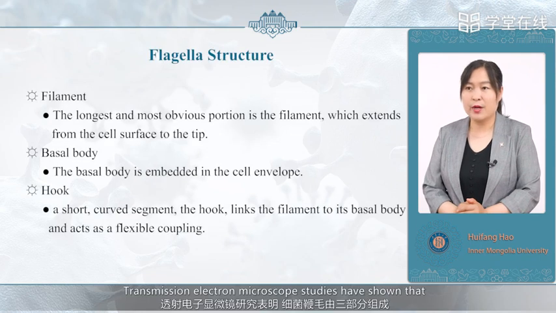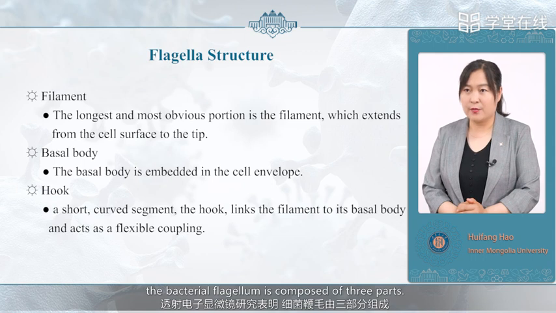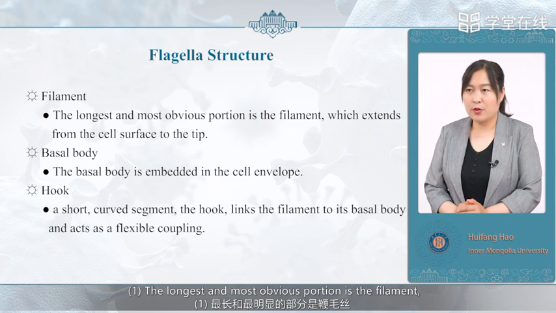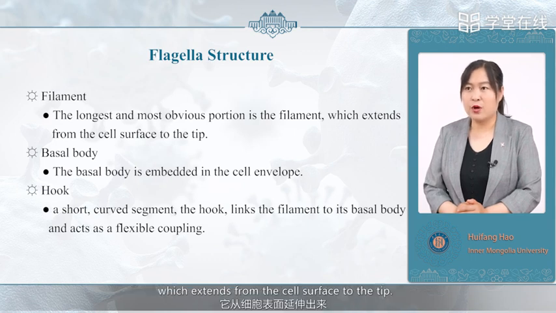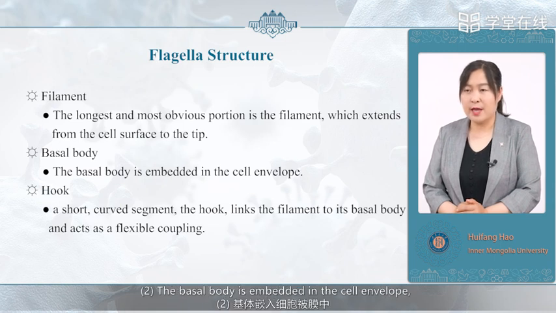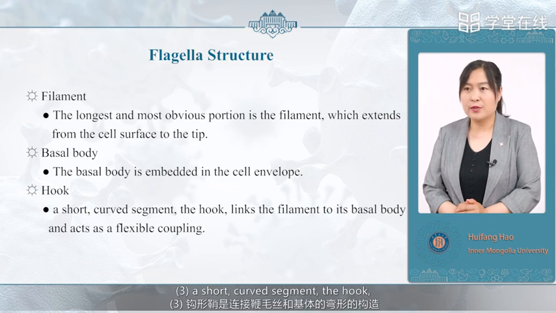Transmission electron microscope studies have shown that the bacterial flagellum is composed of three parts. First, the longest and most obvious portion is the filament, which extends from the cell surface to the tip. Second, the basal body is embedded in the cell envelope. Third, a short, curved segment, the hook, links the filament to its basal body and acts as a flexible coupling.